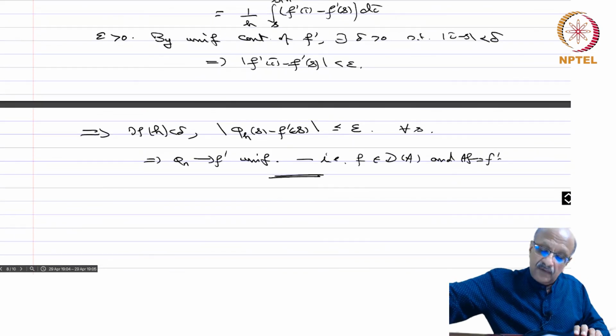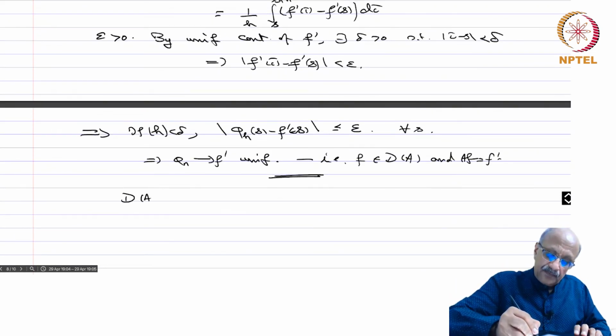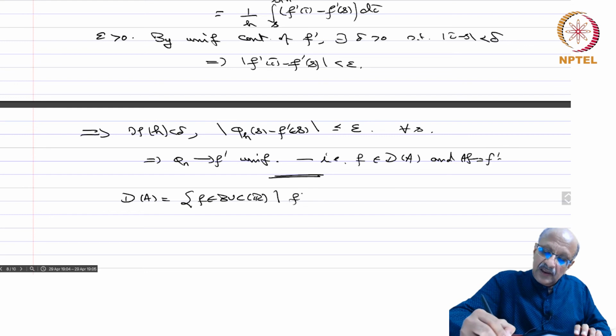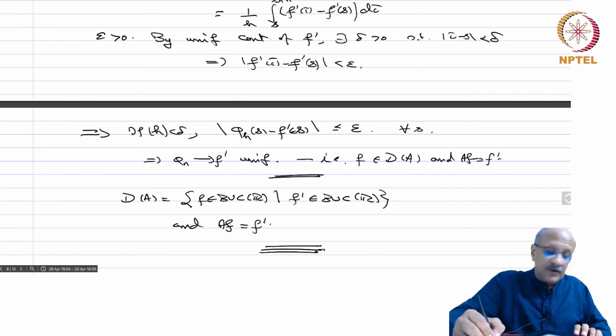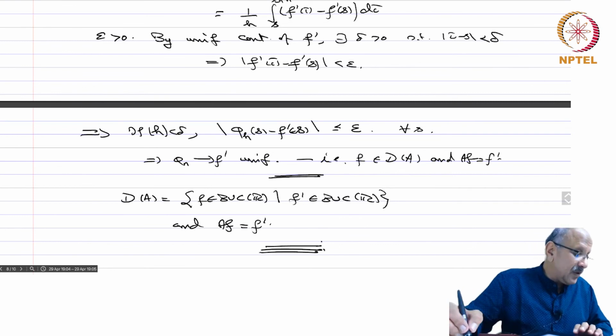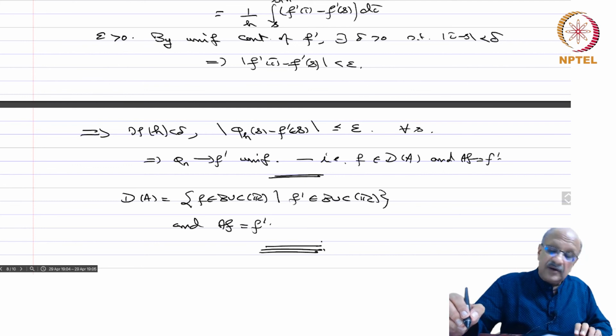Therefore, you have that D(A) equals the set of all f in BUC(R) such that f dash belongs to BUC(R), and A of f equals f dash. So, this is the infinitesimal generator in this case. We will see a lot more about infinitesimal generators subsequently, and we will investigate the properties of the infinitesimal generator next.